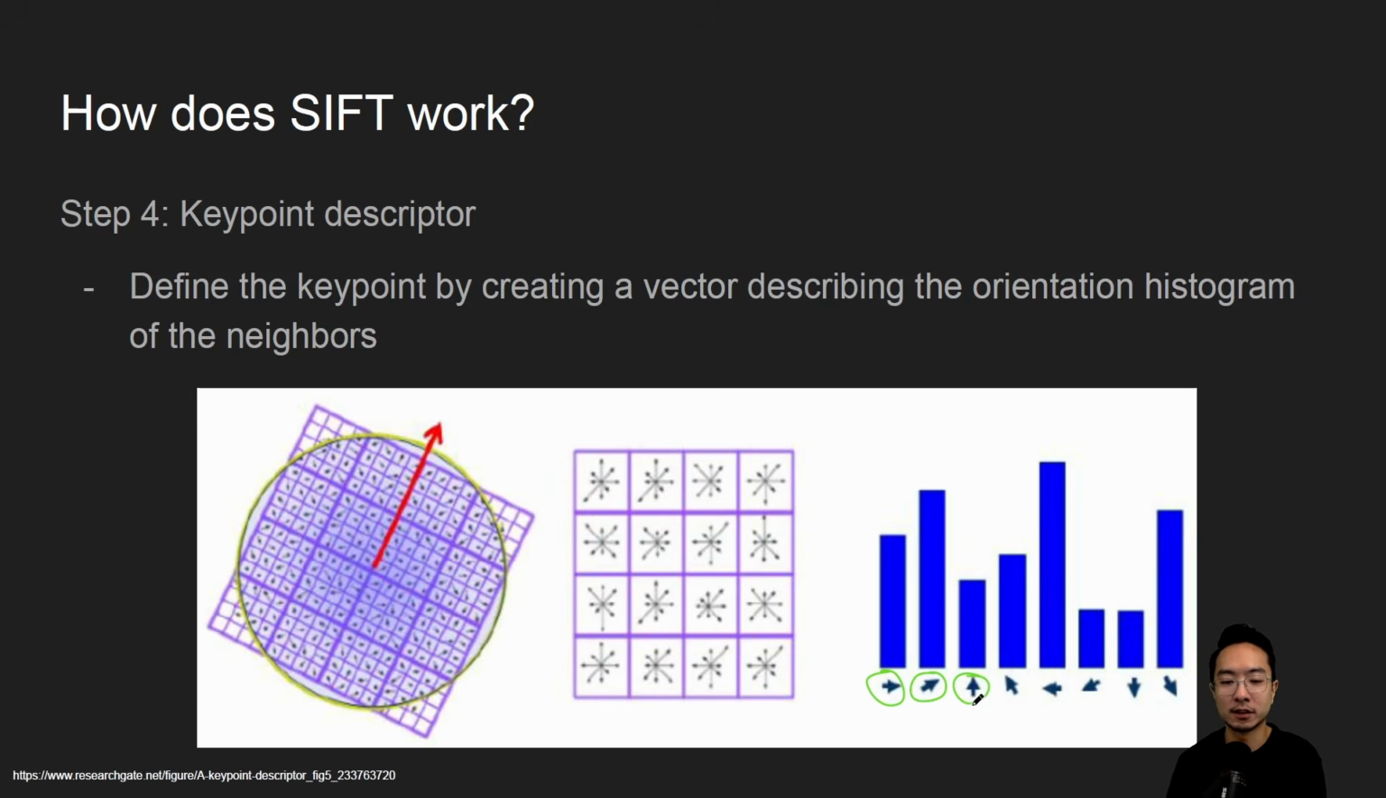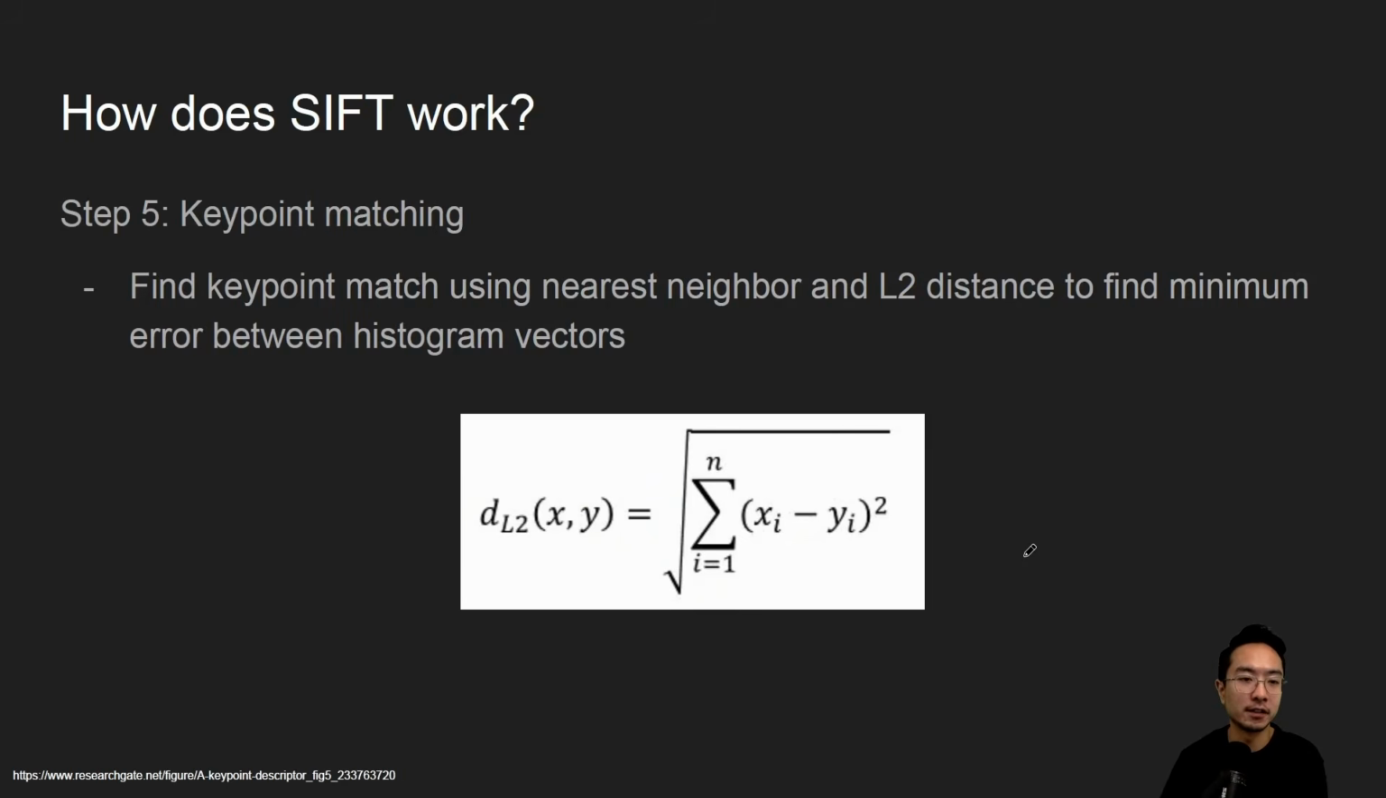And then you get a vector for each feature that has this distribution. And the final step is the key point matching. So now that we have this vector, you could see which features have the similar distribution of neighbor orientations. And then from there, you could do a nearest neighbor search, and using an L2 distance, you could find which one has the smallest error between the neighbors. And then from there, you could find potential matching candidates.